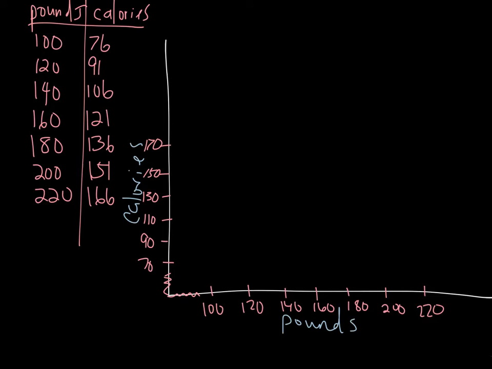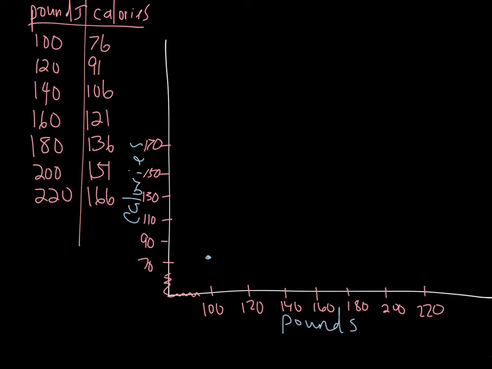I'm going to choose to do a line graph because that's commonly how you would see this data, in a line graph, okay? So now I'm going to plot. So at 100 pounds, they burn 76 calories. So that's a little bit above the 70. And I'm going to do the best I can on this.